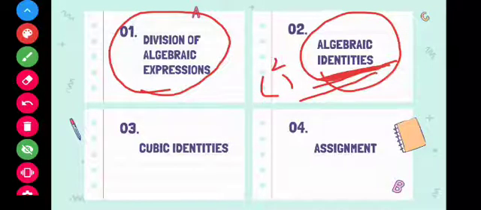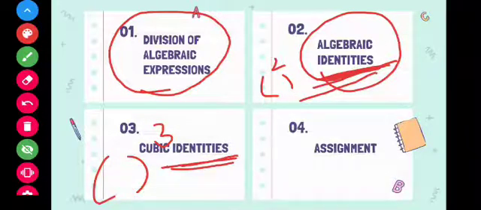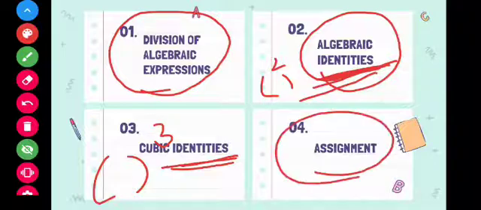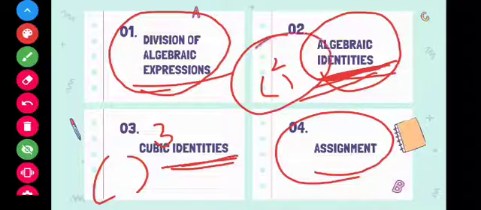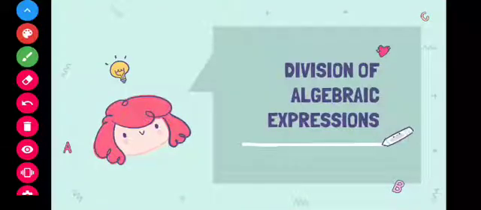Okay, in the same way there are certain identities whose powers are cube, which are called cubic identities, that we'll also discuss in the later part of this chapter. And finally we'll come to the assignment part. So we'll be learning division first and algebraic identities to the power of square in today's class. The remaining two we will cover in the next class. Okay, so let's get into the first part, division of algebraic expressions.